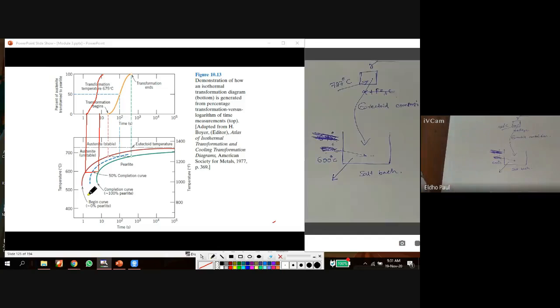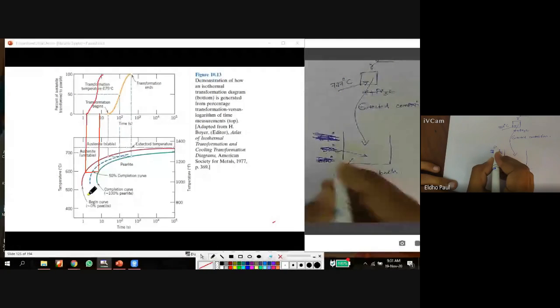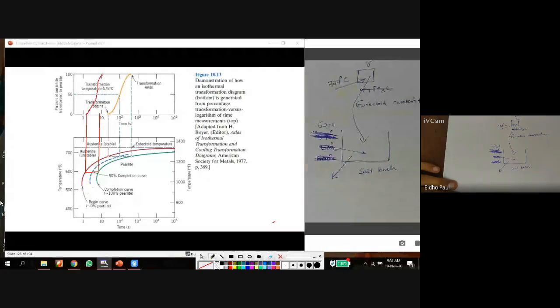Similarly, I can do a different experiment. I can change to 625 degrees Celsius. I got another line here. I can change to 500 degrees Celsius. Got another line here. Similarly, we can draw a number of lines on this temperature-time graph. Okay. So by connecting all the lines, I got this curve.